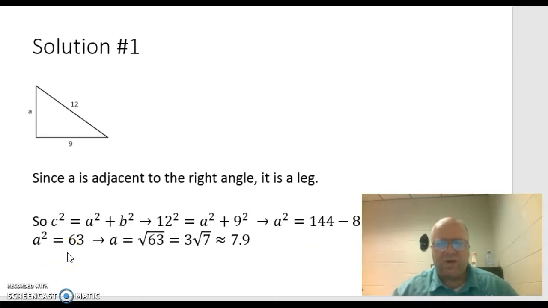And then we can take the square root of both sides. Remember, we don't need to do a plus or a minus for this part when we take the square root because we're talking about lengths, and lengths are always positive values. So when we take the square root, we're just looking for the positive value. So a is equal to the square root of 63, and that reduces down to 3 square roots of 7, or approximately 7.9.